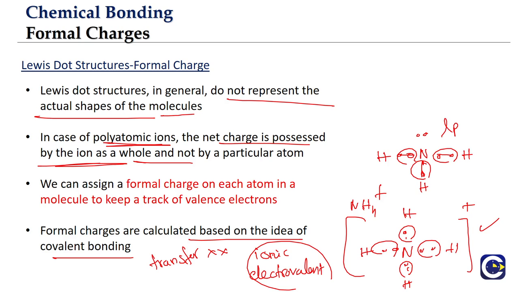But what is the main idea of the formal charge? The main idea is that it will help us keep track of the valence electrons, how different atoms are contributing to the bonding in a molecule or an ion. That is what we will be able to know once we have the formal charges. First we look at how to calculate the formal charge, then we look at examples, and then we will see what the significance of this formal charge is.